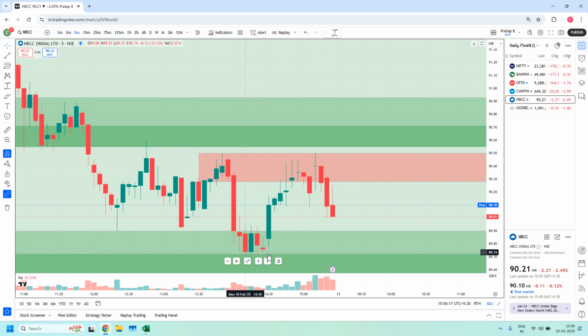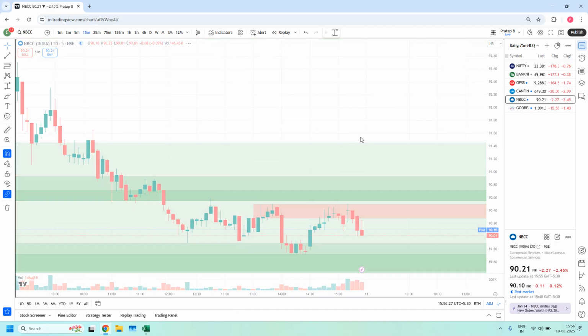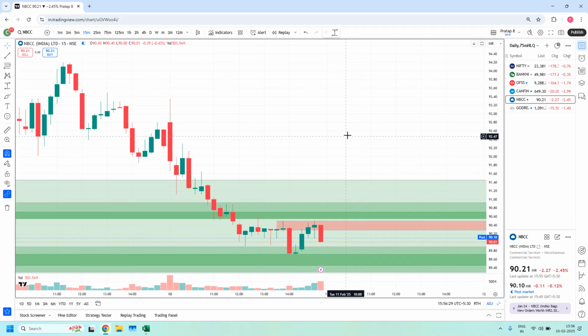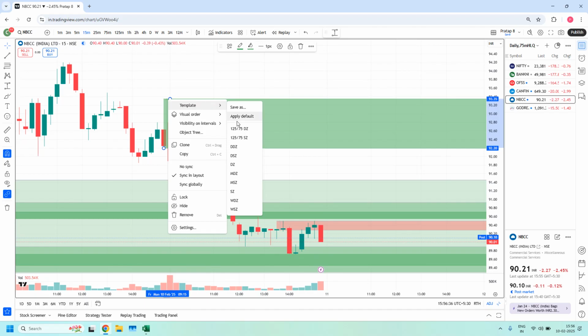Multiple times it stayed here. Okay, anyway, at around 2 o'clock 10 minutes you would have taken a trade here. But unfortunately what happened? See, initially our target is this 15-minute zone. Here we have a 15-minute zone. This is supposed to be our initial target.